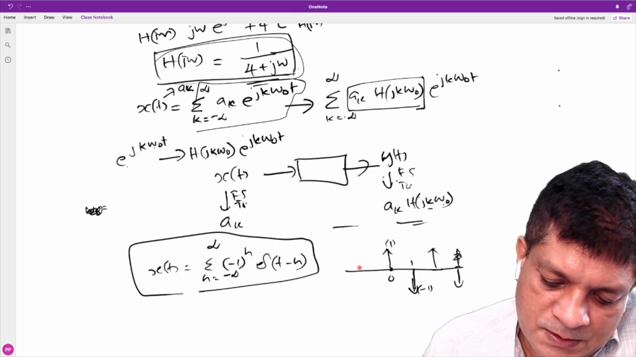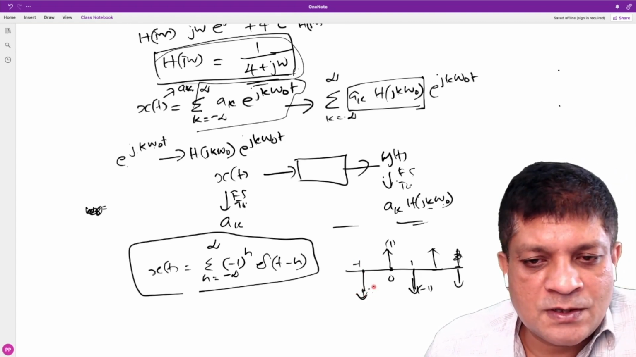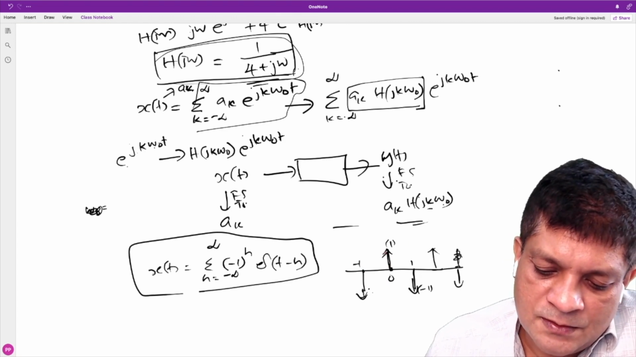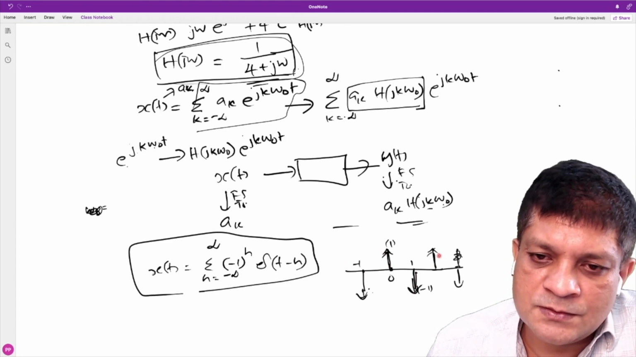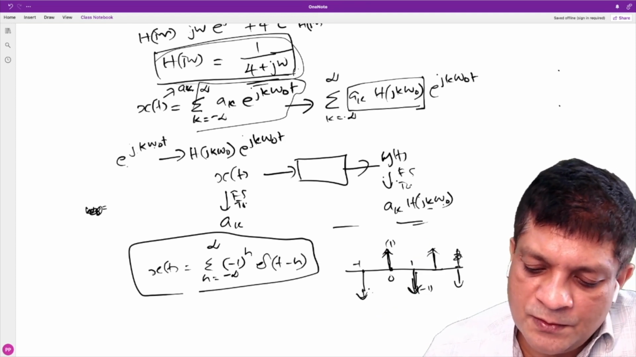Okay, let me explain this. So here 0, 1, this minus 1 is this. Remember, this is a periodic continuous time signal. It is not a discrete time signal. This is impulses, okay, strength 1. Now, how to find the Fourier series coefficient of this signal?